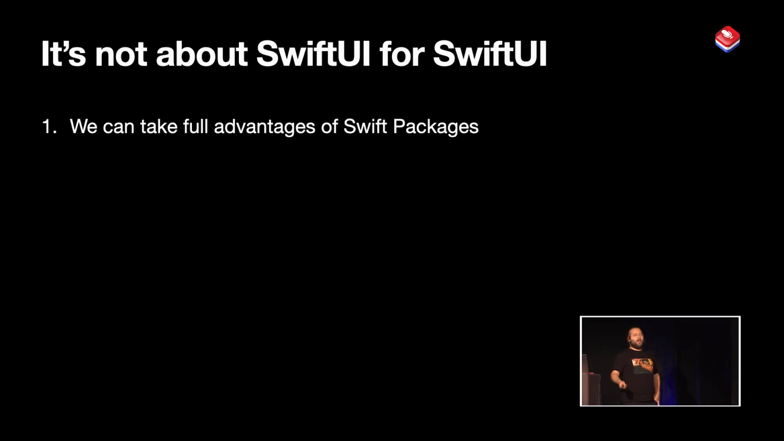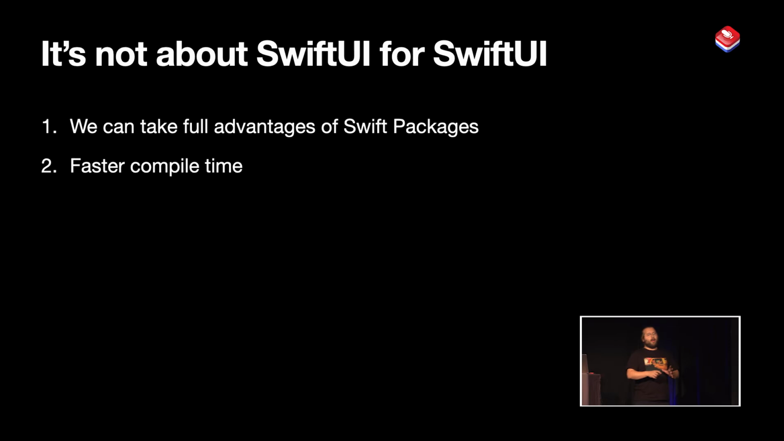But it's not about SwiftUI just for SwiftUI. With SwiftUI, we can take full advantage of Swift packages. So when writing these new features in SwiftUI, we move them to feature packages. And with that, we get much faster compile time. You can work on your feature isolated, have your preview running without compiling your whole application. So we can just compile the activity features, have our preview running, and without compiling the whole app. And we're happy.